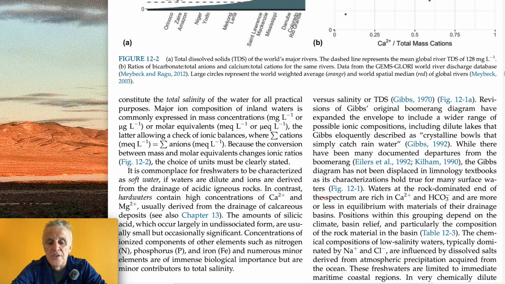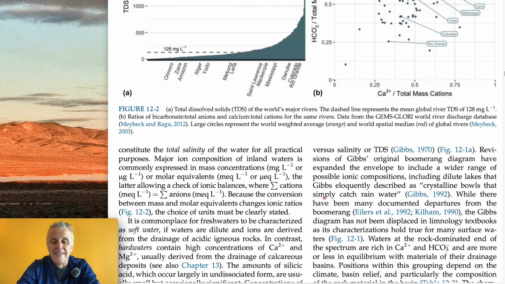Major ion composition of inland waters is commonly expressed in mass concentration, milligrams per liter or micrograms per liter, or molar equivalents, meq per liter or microeq per liter. The latter allows a check of ionic balance, where the sum of cations in milliequivalents per liter is equal to the sum of anions in milliequivalents per liter. Because the conversion between mass and molar equivalents changes ionic ratios, the choice of units must be clearly stated.